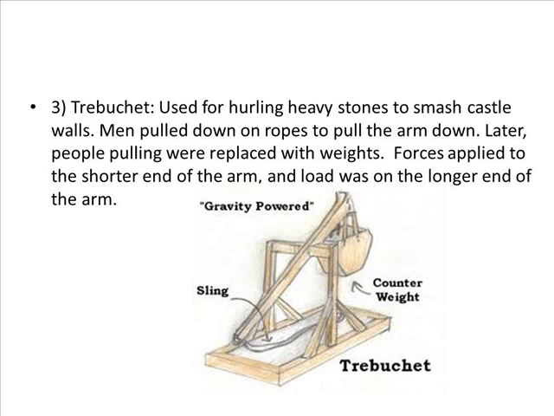The third type was the trebuchet. It was used for hurling heavy stones to smash castle walls. Men pulled down on the ropes to pull the arm down. Later, people were replaced with weights. Force is applied to the shorter end of the arm, and then the load on the longer end of the arm was released.